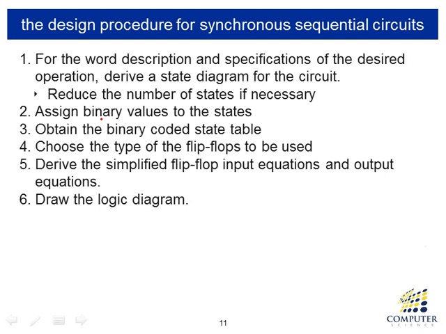So it's called the binary encoding of states. Then we construct a state table from the state diagram. The next step, we have to choose the type of the flip-flops we are going to use for implementation. So far we have studied D flip-flop, JK flip-flop, and T flip-flop. Depending on the types of the flip-flops, the design procedure is slightly different. Then, from the state table, we derive simplified flip-flop input equations and output equations. Then finally, we draw the logic diagram.